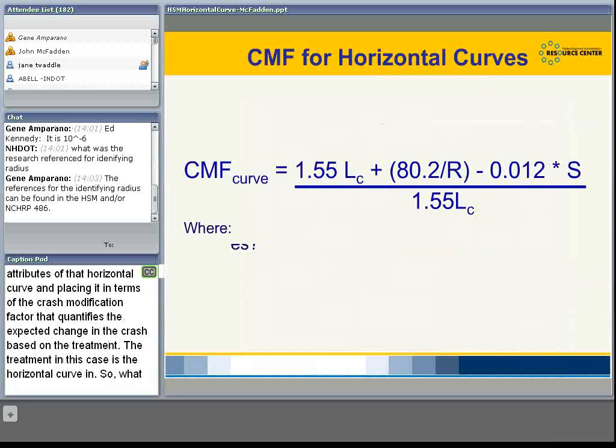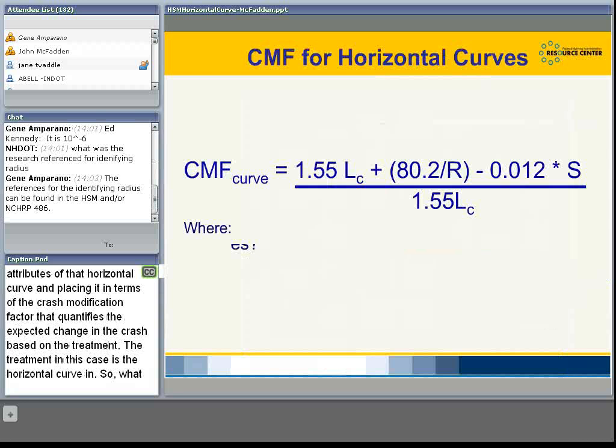If the superelevation variance is from 0.01 up to 0.01999, you would use this function where you take 1 plus 6 times the quantity of whatever that superelevation variance is, minus 0.01, and you would obtain your CMF for that superelevation variance. If the superelevation variance is greater than 0.02, you would take 1.06 and add to it 3 times that superelevation variance minus 0.02, as shown in this slide.